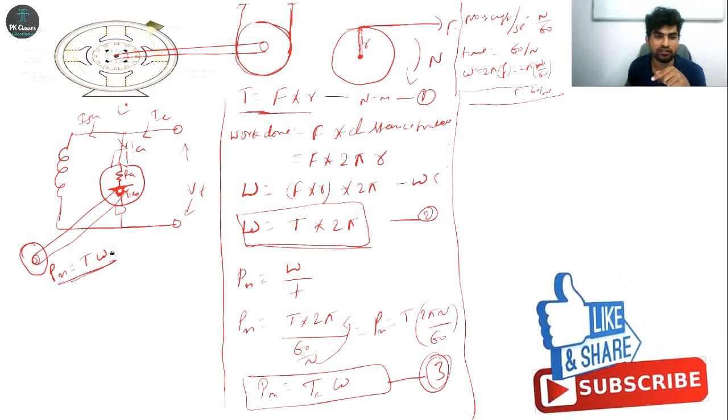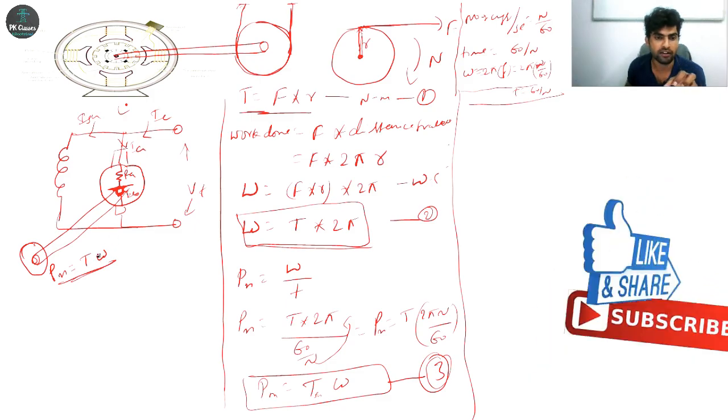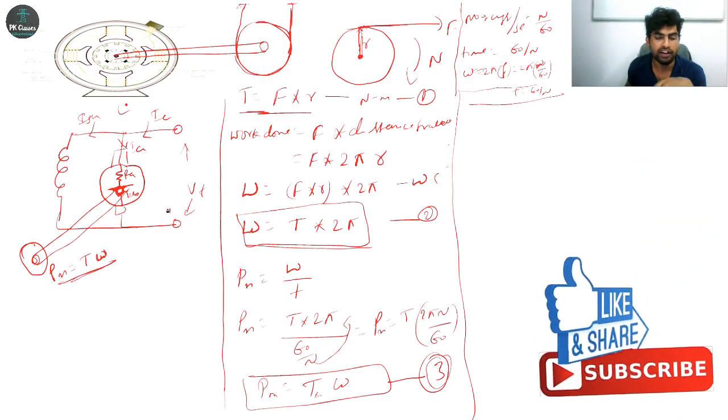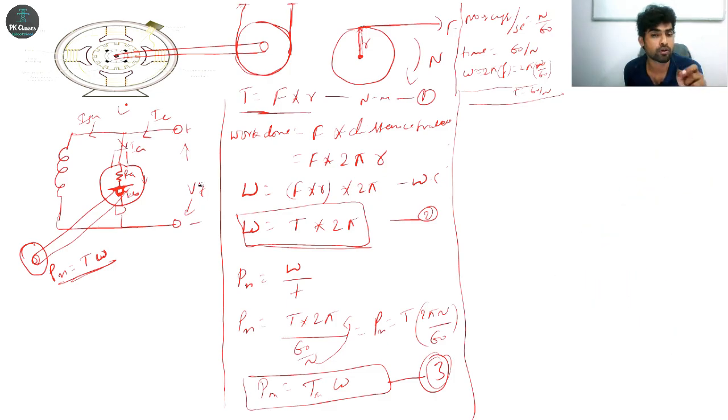Twisting force into omega, the angular velocity. Next, we'll see the electrical power input of the motor, how exactly power flows from supply to the load. Without electrical power, there is no mechanical output, right?